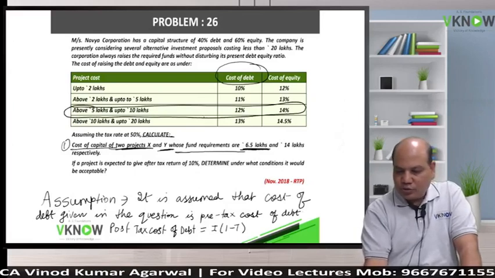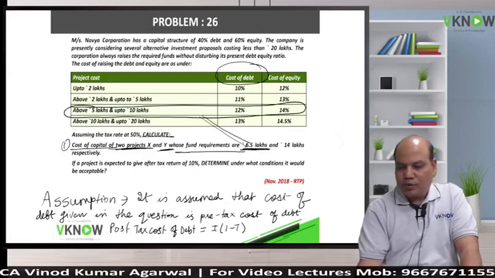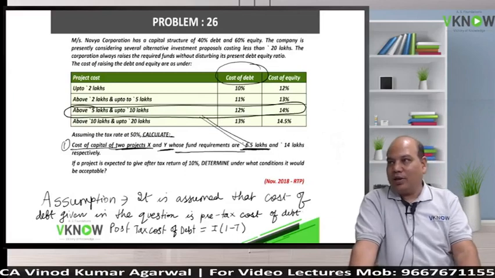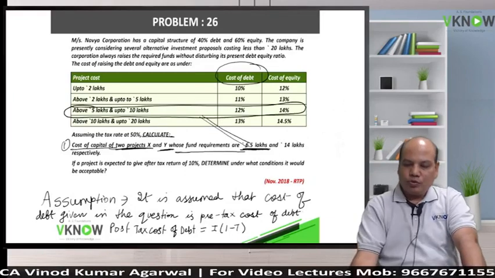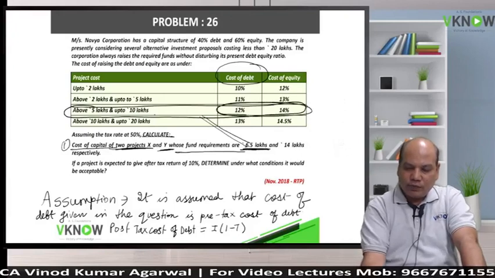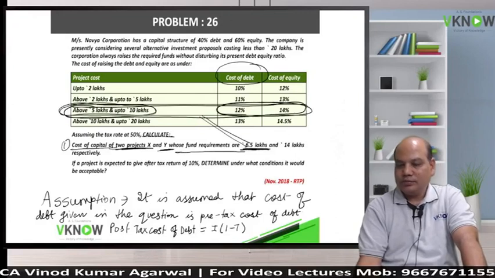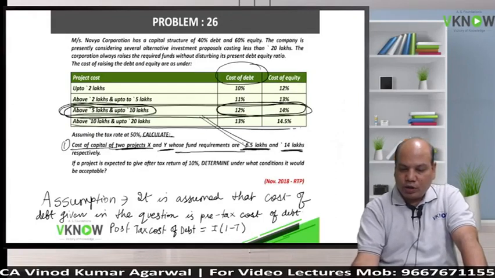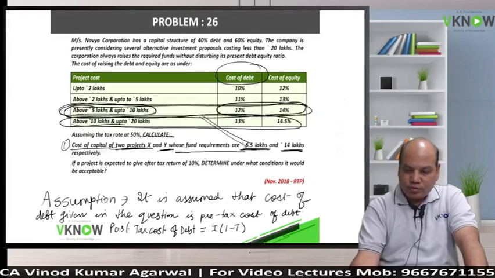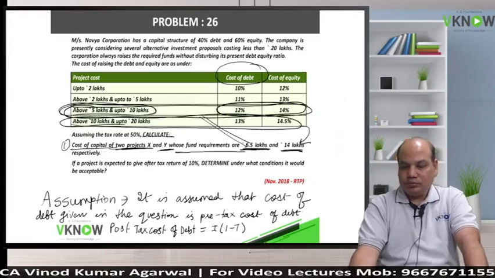So it belongs to this category of project between 5 to 10 lakh. Is it right? So you have to find out the weighted average cost of capital if the funds raised are between 5 to 10 lakh. And second is 14 lakh. 14 lakh means it will fall in the fourth block, 10 to 20.